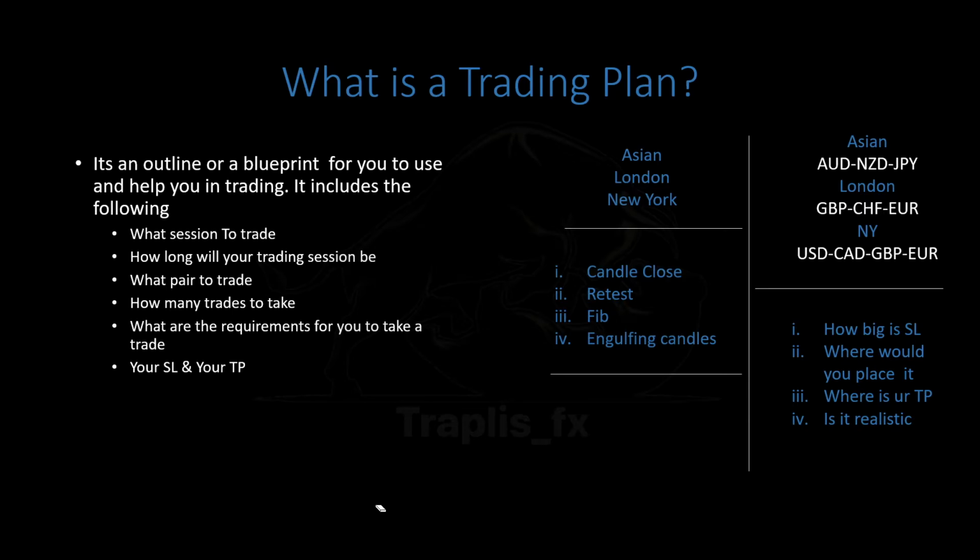Then your TP is going to be the same idea. Where is it going to be? So for example, if you're one of the people that trade based on RR, so basically your risk to reward, which is, for example, 1 to 2. If your risk is 20 pips, that means your take profit should be 40 pips, which is quite big.